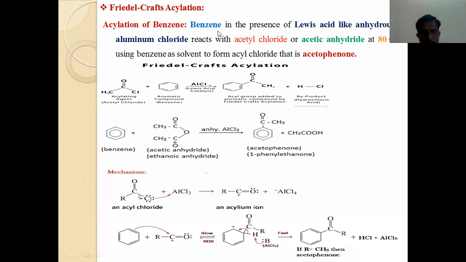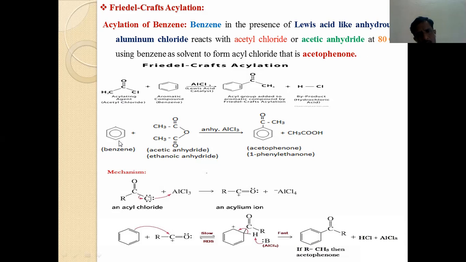So I have written here benzene, in the presence of a Lewis acid like anhydrous aluminum chloride, when benzene reacts with acetyl chloride. Already I have discussed previously that for the acylation reaction we must use an acylating agent. Which are the acylating agents? Either you can use acetyl chloride or acetic anhydride. So benzene reacts with anhydrous aluminum chloride, a Lewis acid, as a catalyst. Now, who is the second reactant? The second reactant might be acetyl chloride or acetic anhydride. You can use either one at 80 degrees centigrade, with benzene as a solvent, and the product formed is acyl chloride, and that is acetophenone. If benzene is reacted with acetyl chloride, then the product is acetophenone.